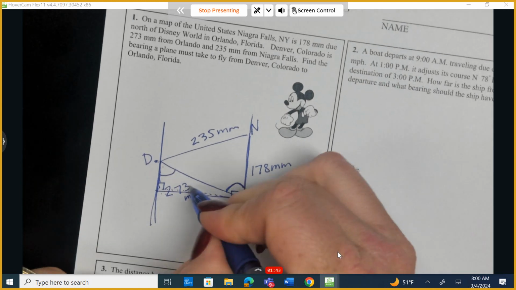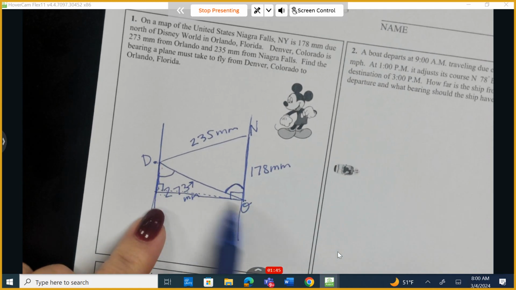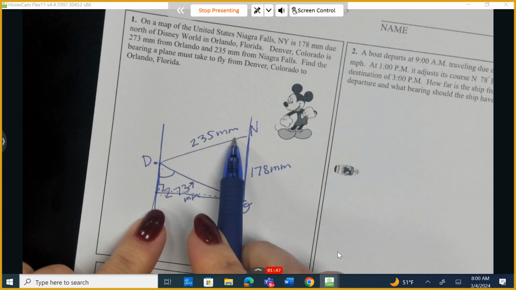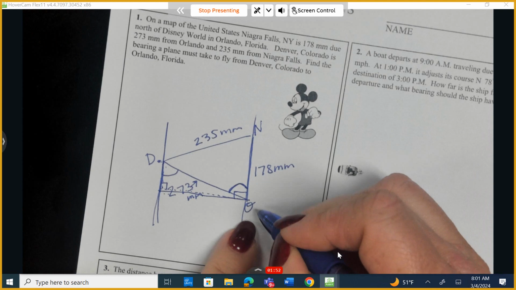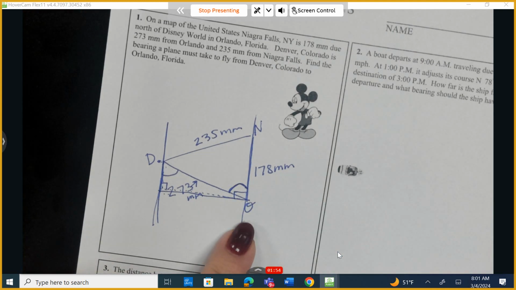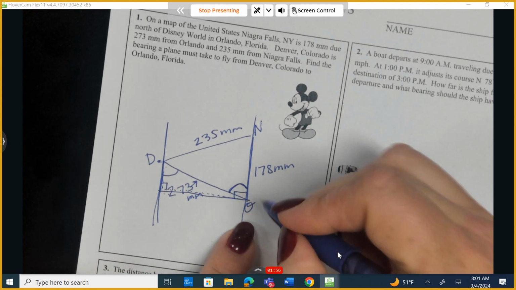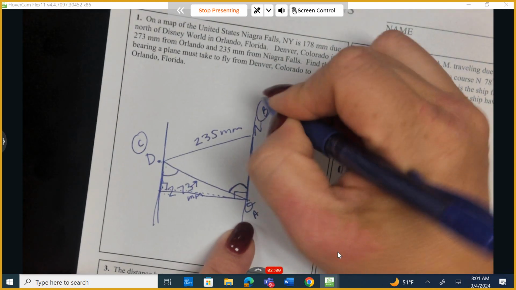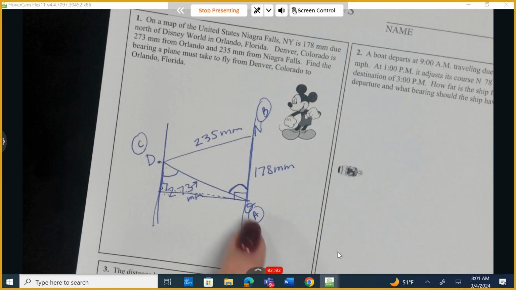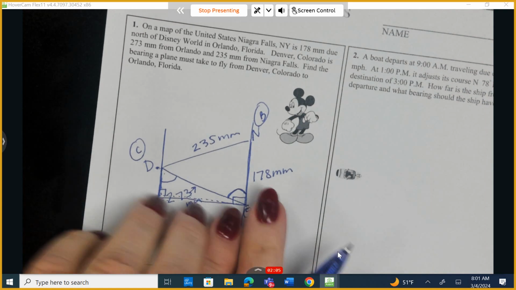Again, these are the measurements on the map: 273 millimeters, 235, and 178. Just to make this easier, to match it up with the formulas on the board, we could call this A, this B, and this C, okay? I want to know what this angle right here is.